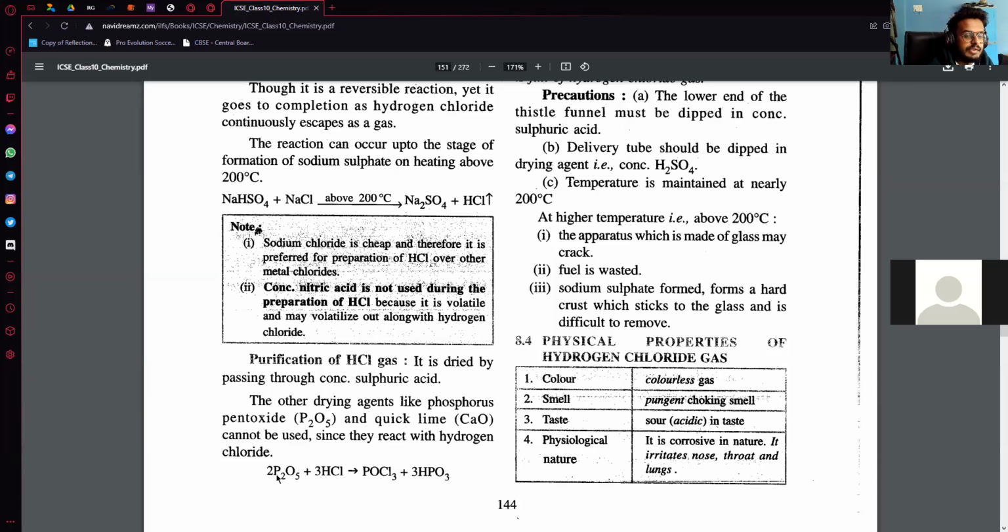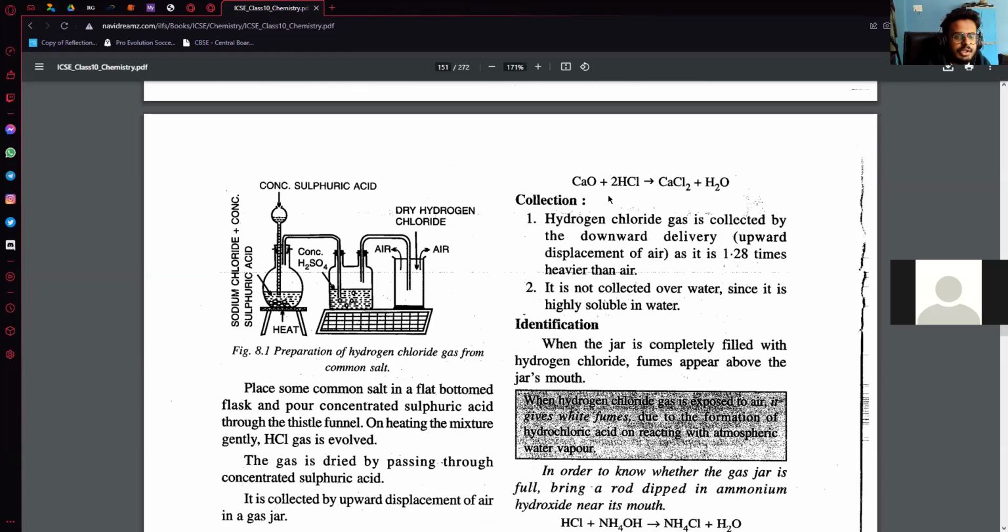So this drying agent is not viable because it reacts with HCl gas readily to form something else that we do not want. Same thing for calcium oxide or quicklime. Quicklime reacts with HCl to form calcium chloride and water. So we don't need calcium chloride right now. We are in the laboratory preparation of HCl.